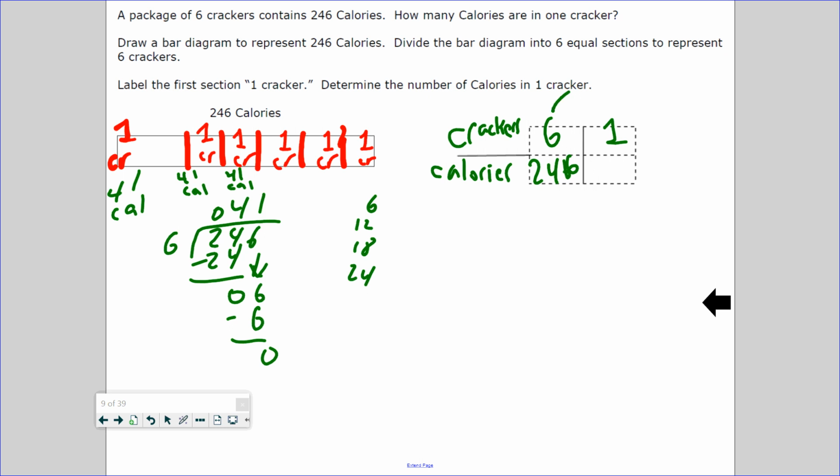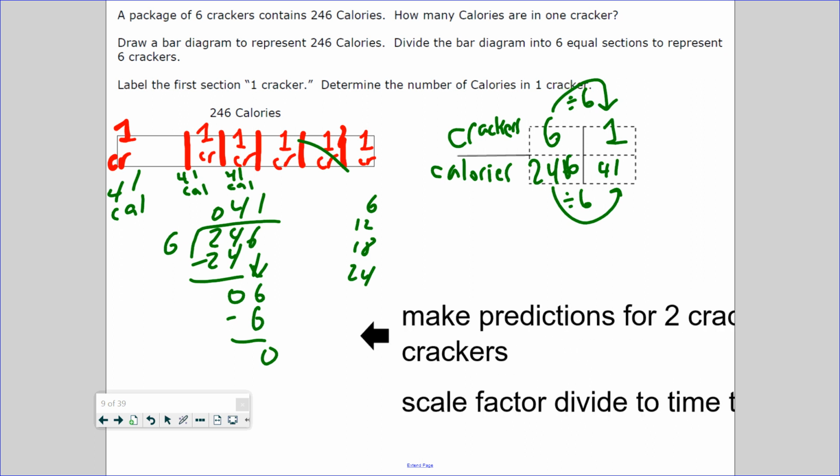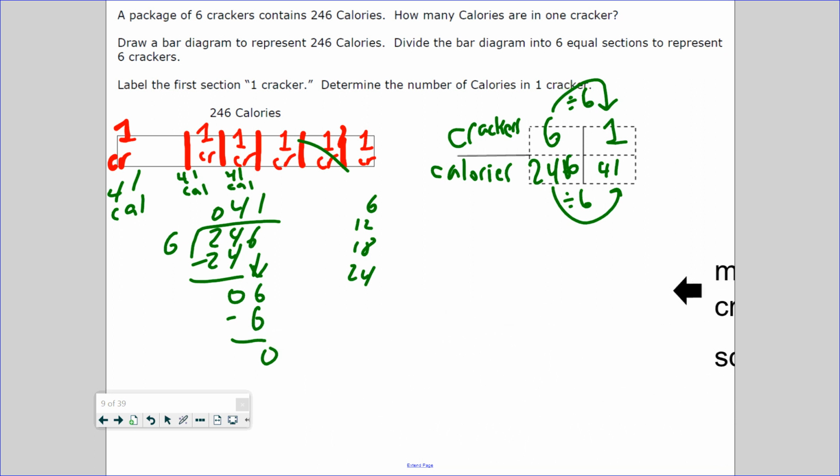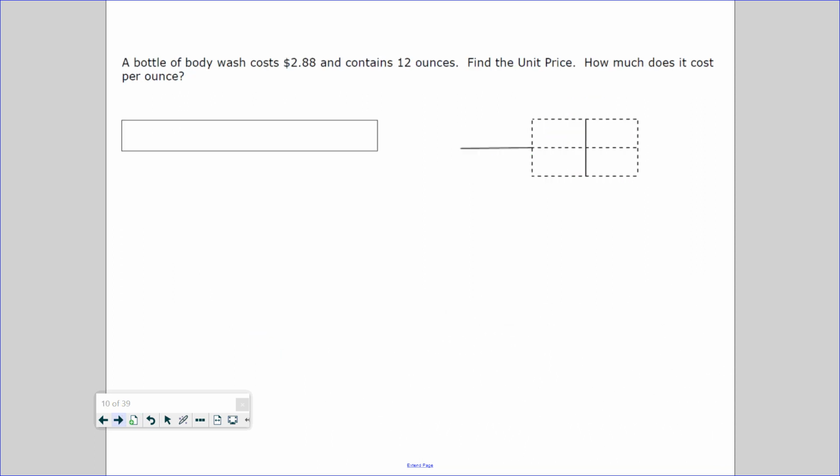So how do you break down 6 crackers to 1 cracker? Divide by 6. Divide by 6. So that's why, if you look at this one, why did we divide? This is showing the mathematical reason why you are dividing. 246 divided by 6 is 41. So 1 cracker has 41 calories. Oh, so we did make a prediction. All right, next one.